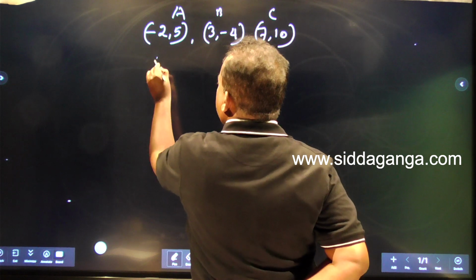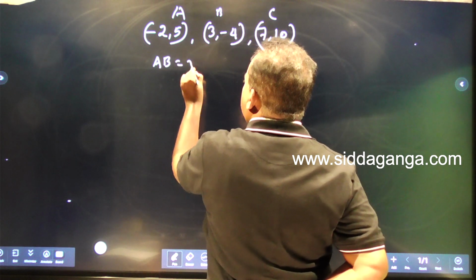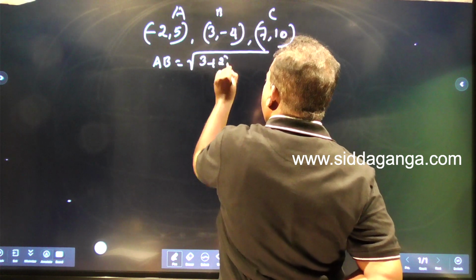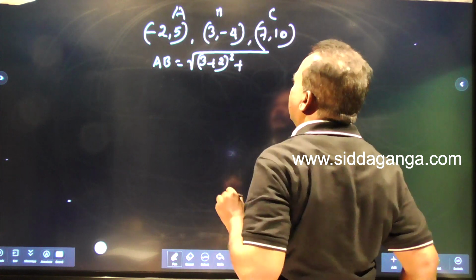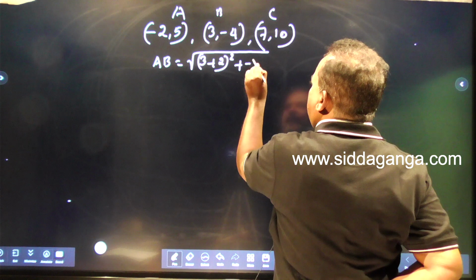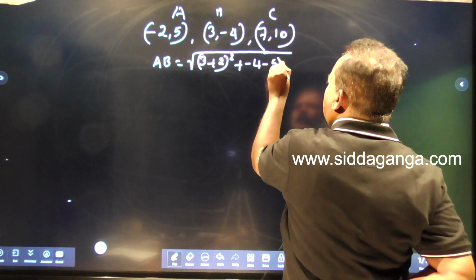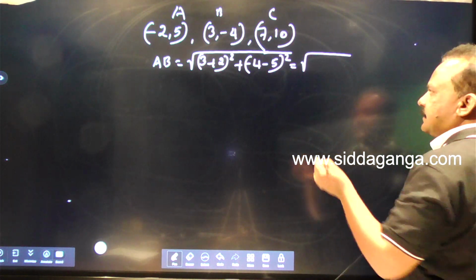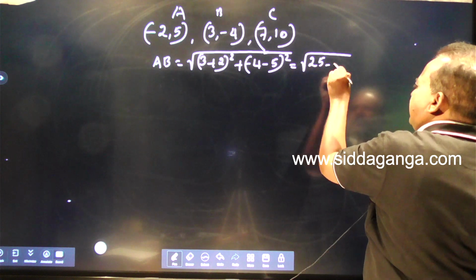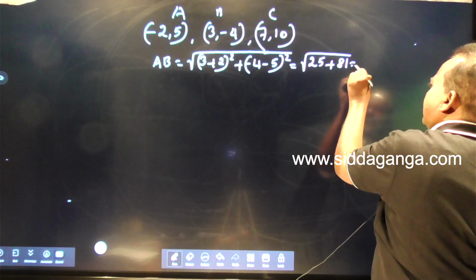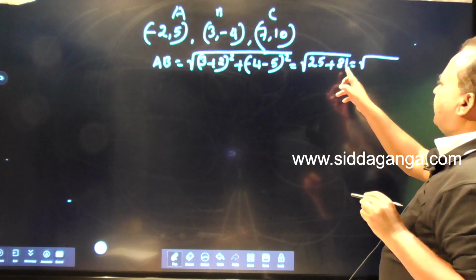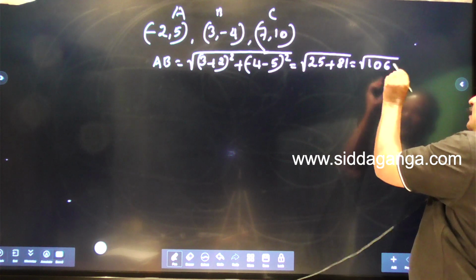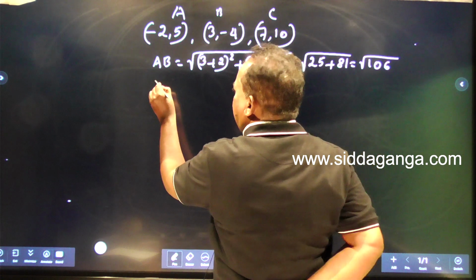What is AB? Square root of x2 minus x1, 3 plus 2 whole square, plus y2 minus y1, minus 4 minus 5 whole square. 3 plus 2 is 5, 5 square is 25, minus 4 minus 5 is minus 9, 9 square is 81. 81 plus 25 is 106, so root 106. And then we can calculate BC.